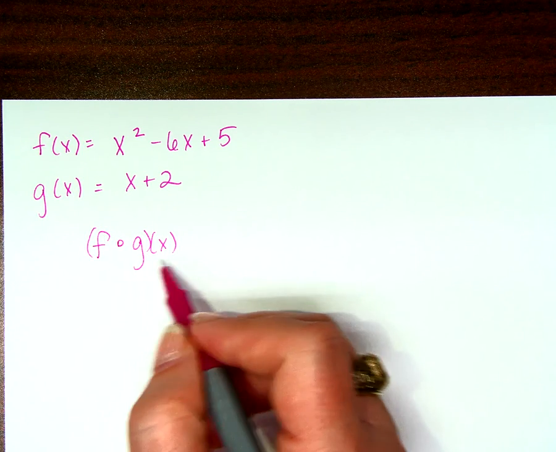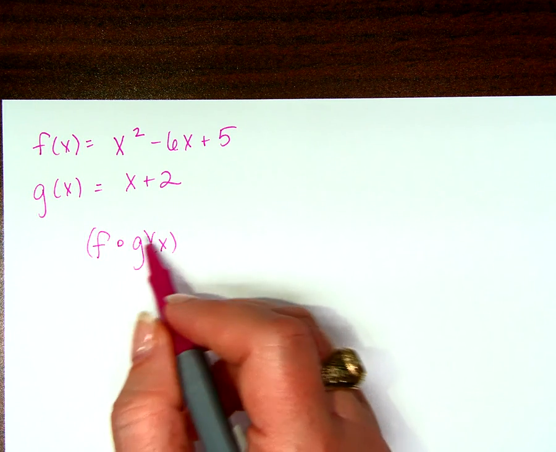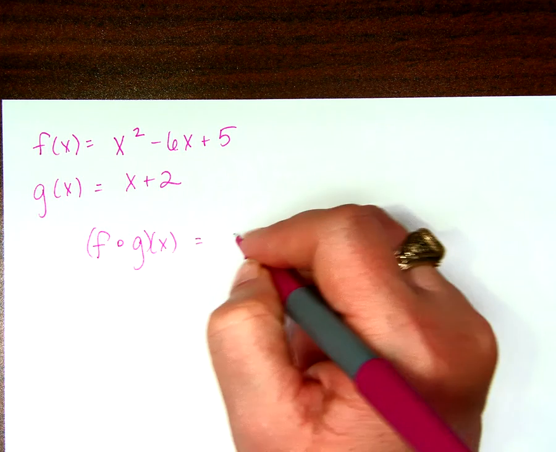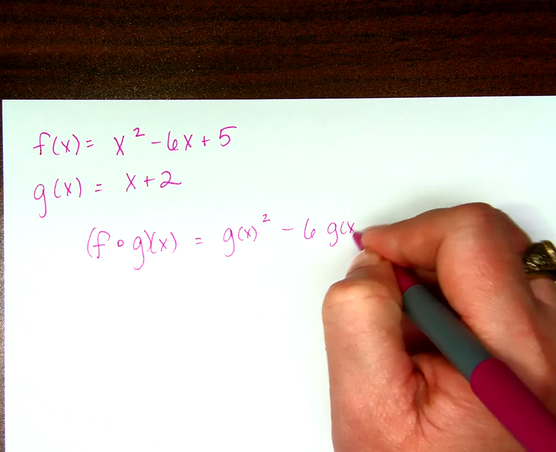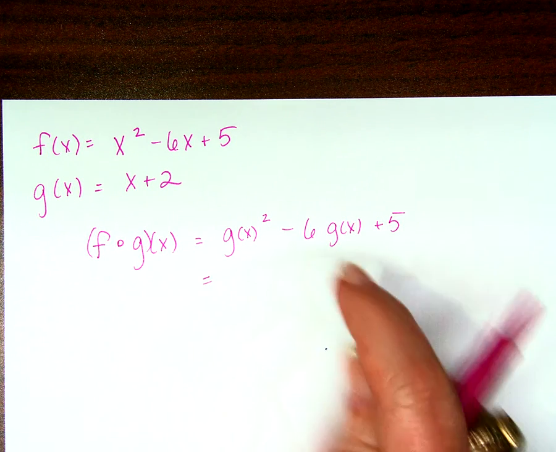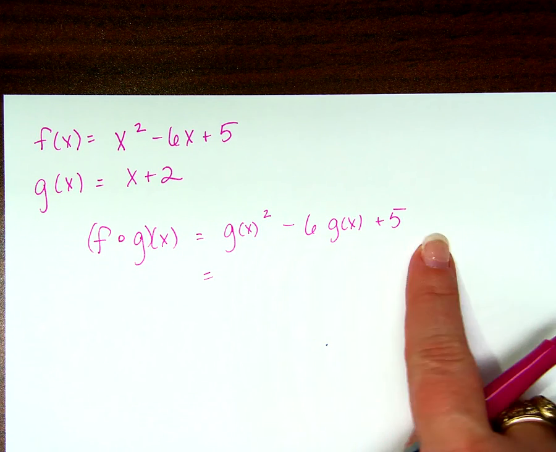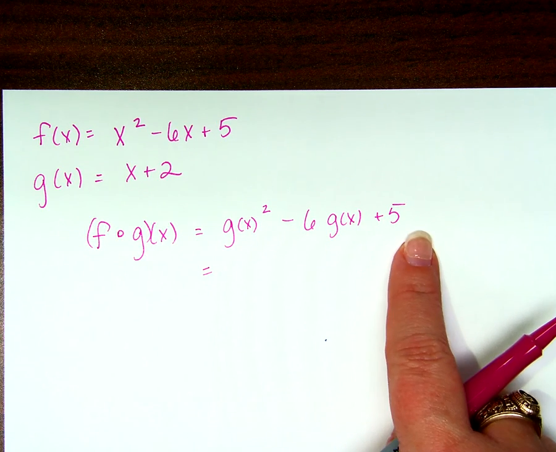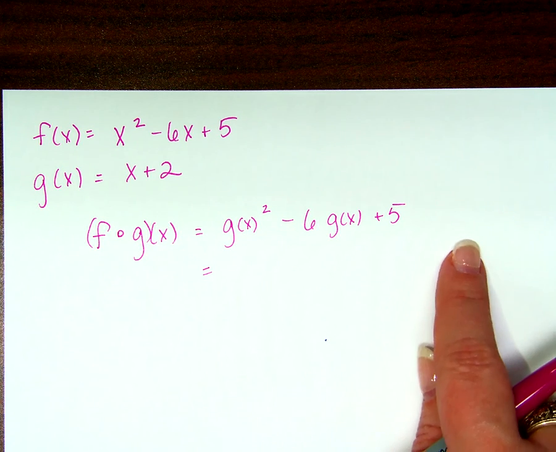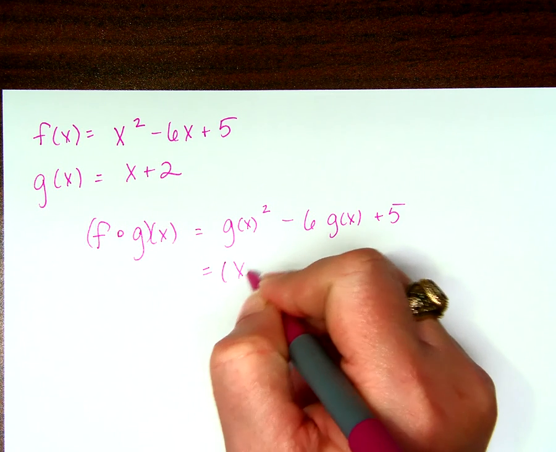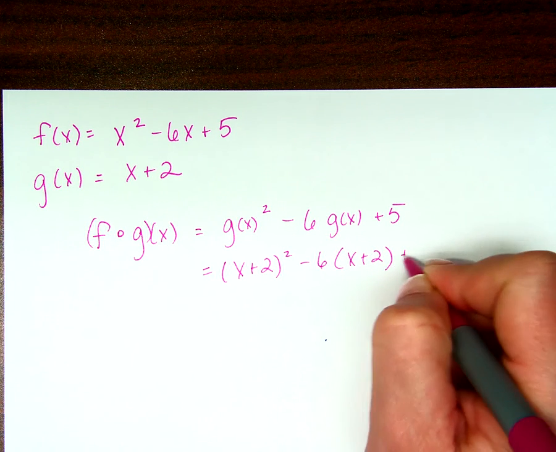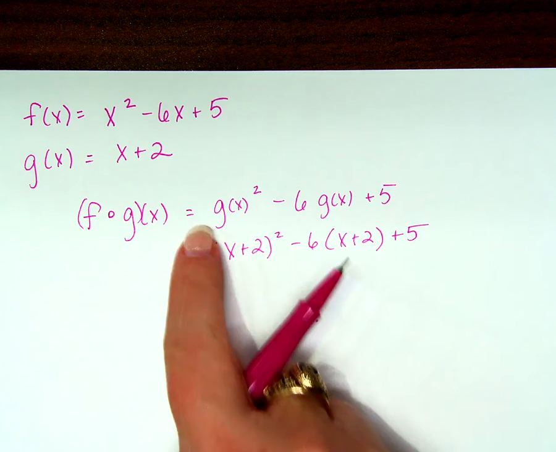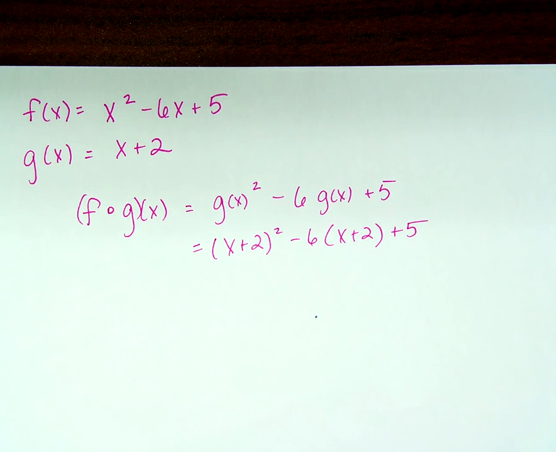Okay? So if I'm doing f of g of x, I'm starting with f. Anywhere there's an x, I'm putting in g of x. So g of x squared minus 6 g of x plus 5. Now some of you can totally skip this step. But if you're struggling with this, go ahead and write the g of x out. Some of you can go straight to the next step because you already know what g of x is. I'm just making sure you understand all the steps in case you're struggling. Is that all right?